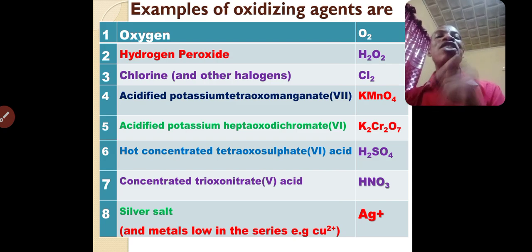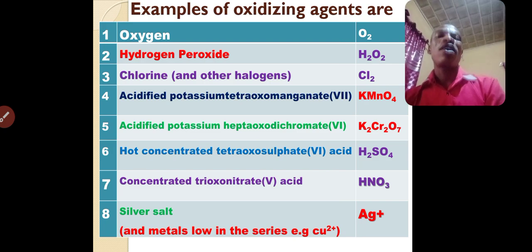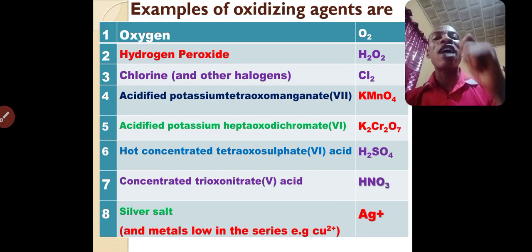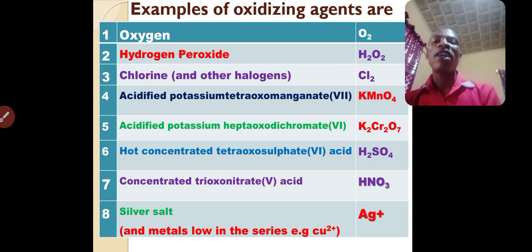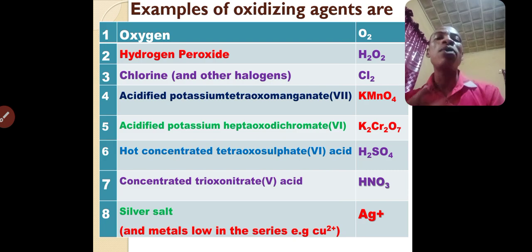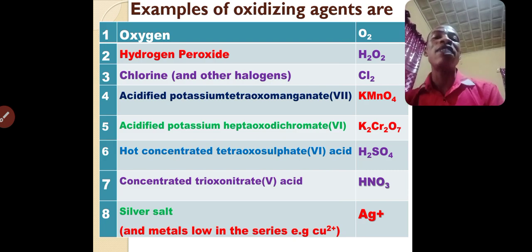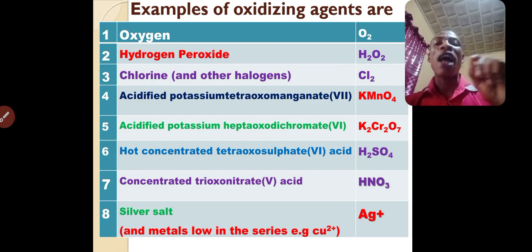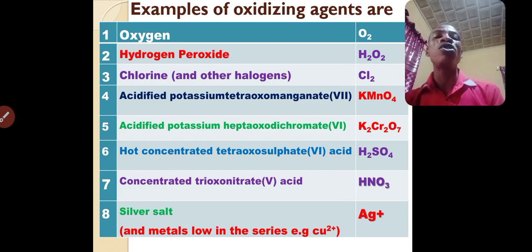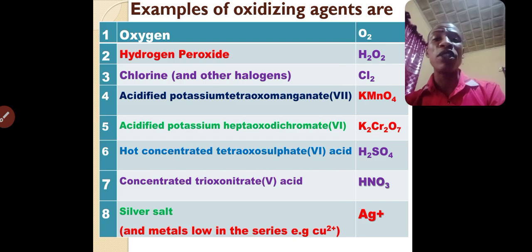Hot concentrated H2SO4 is an oxidizing agent in the concentrated form. Then conc HNO3 is an oxidizing agent. In fact, it's a very strong oxidizing acid. That's why you cannot use it to produce hydrogen gas in the laboratory.